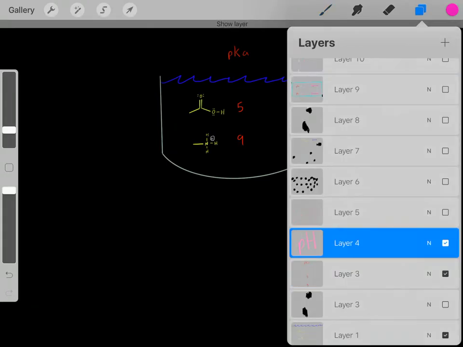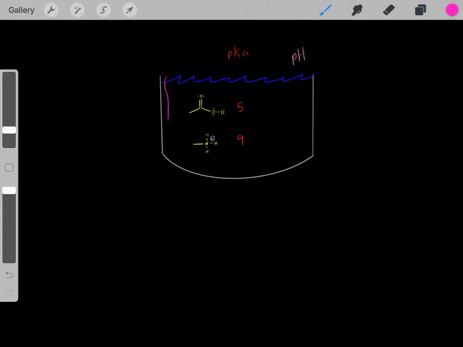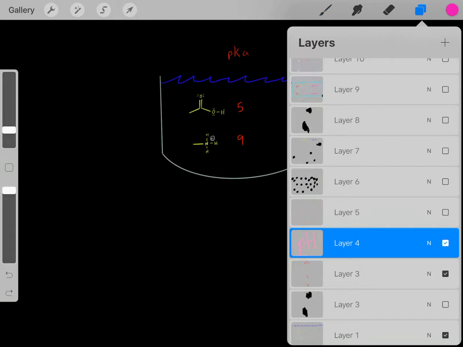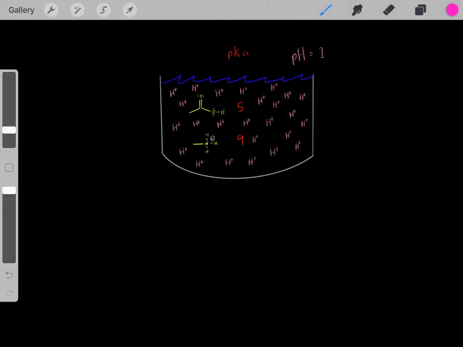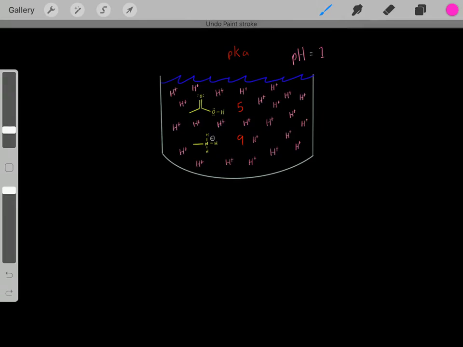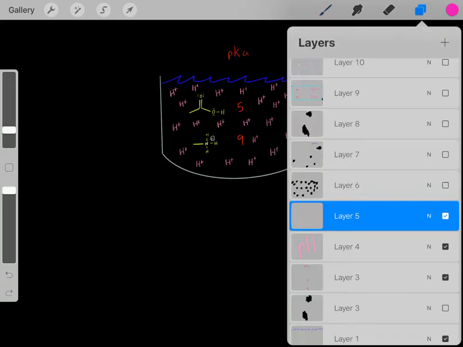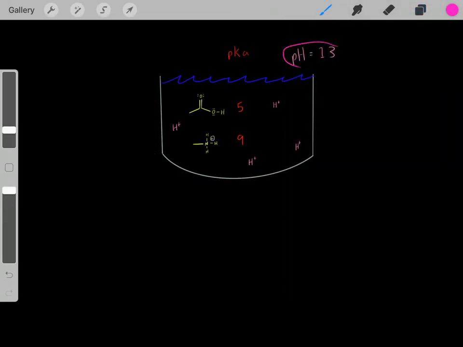Well, it's the pH of the solution. We know aqueous solutions can have pHs, which tell us about how acidic the solution is. And we know if we have a low pH, we have a very acidic solution with a lot of hydronium ions and a lot of hydrogen ions. However, if we have a high pH of maybe 13, we have a very basic solution with very little hydrogen ions.